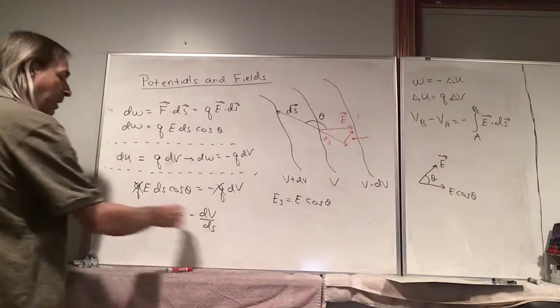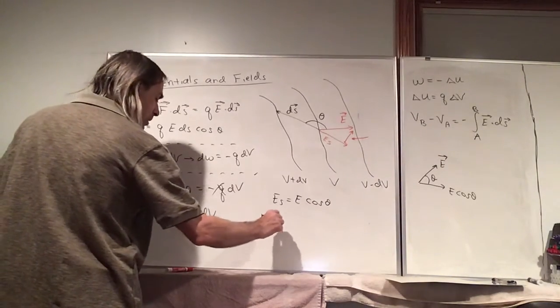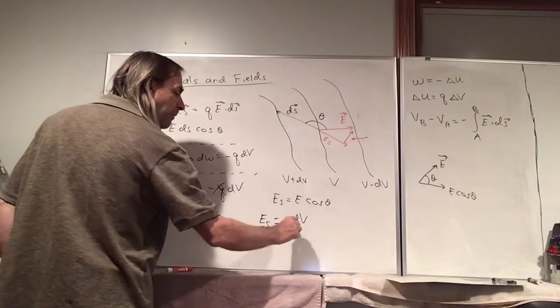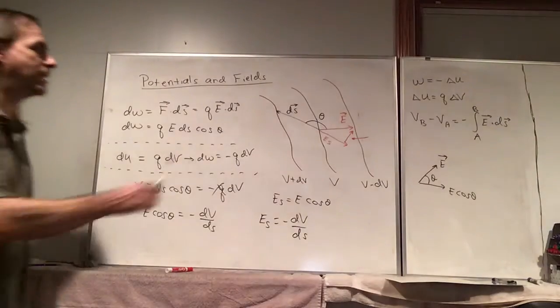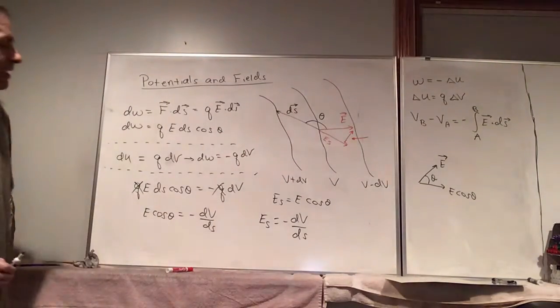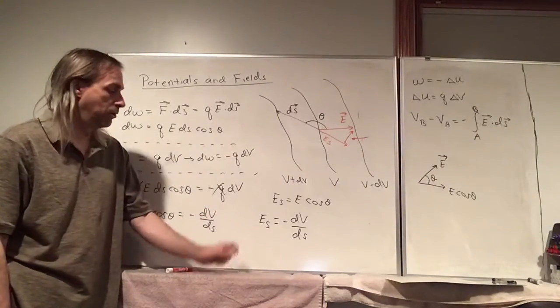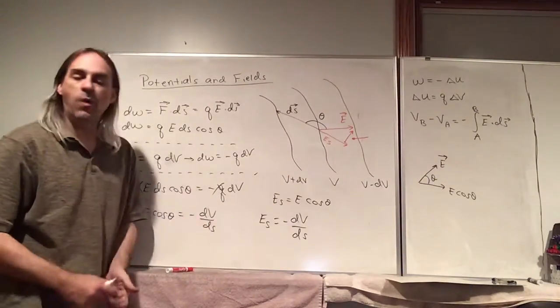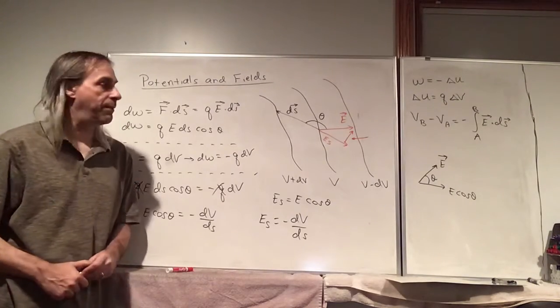And so what we have is E_S is minus dV over ds. So we consider the displacement in the direction ds. And we see that the S component of that electric field is the negative rate of change of potential in the direction of the displacement.